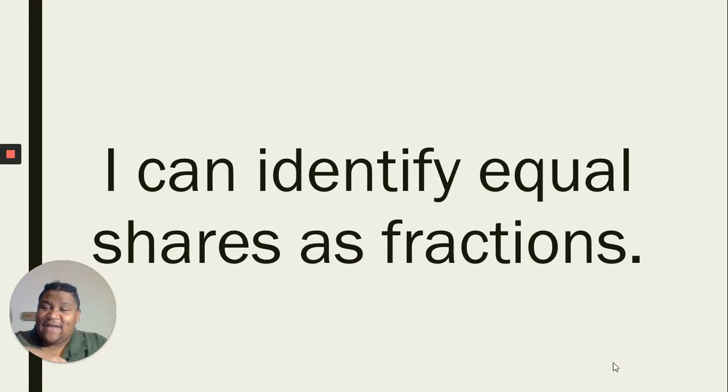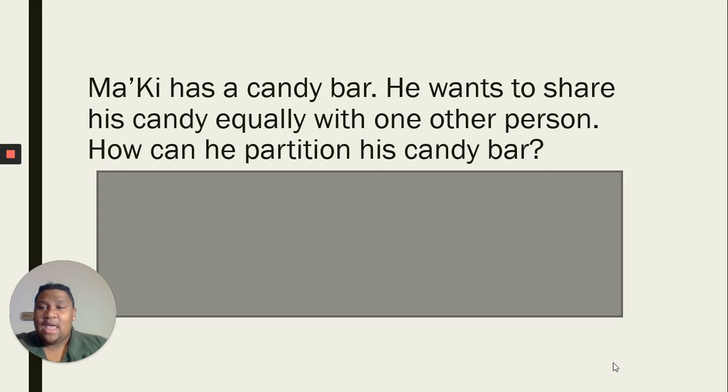So I can identify equal shares as fractions. In the previous 2 lessons, you have learned how to identify different elements by partitioning them into equal shares. Now we will take those equal shares and add a fractional unit to it. All right, so let's go on.